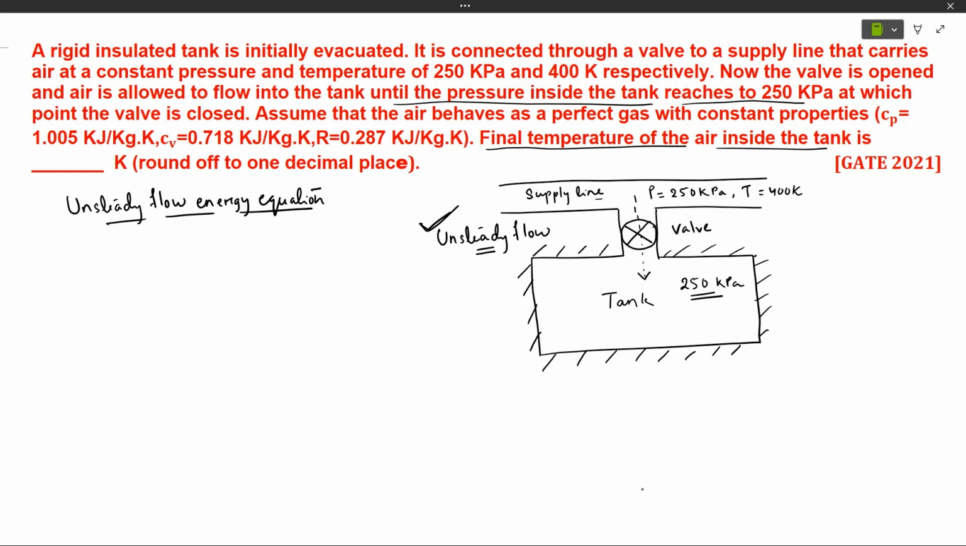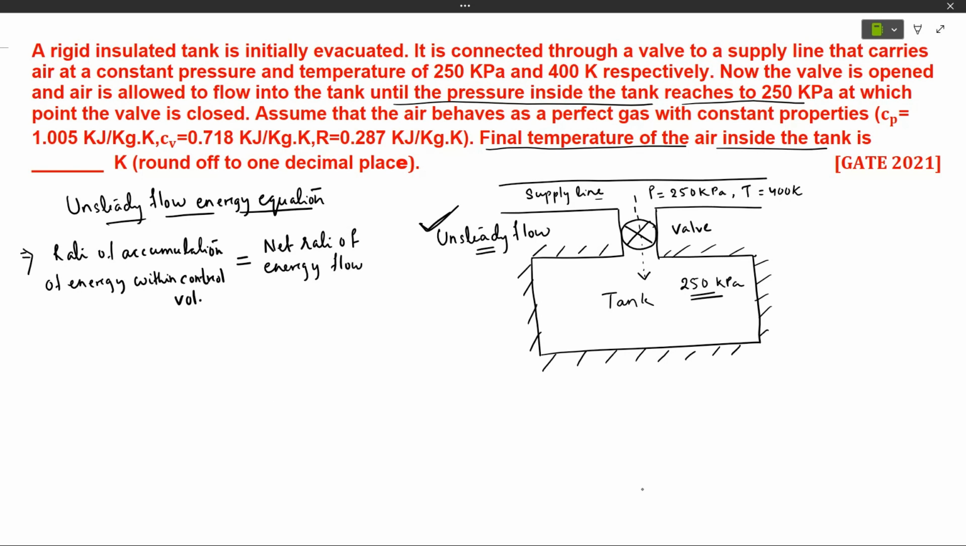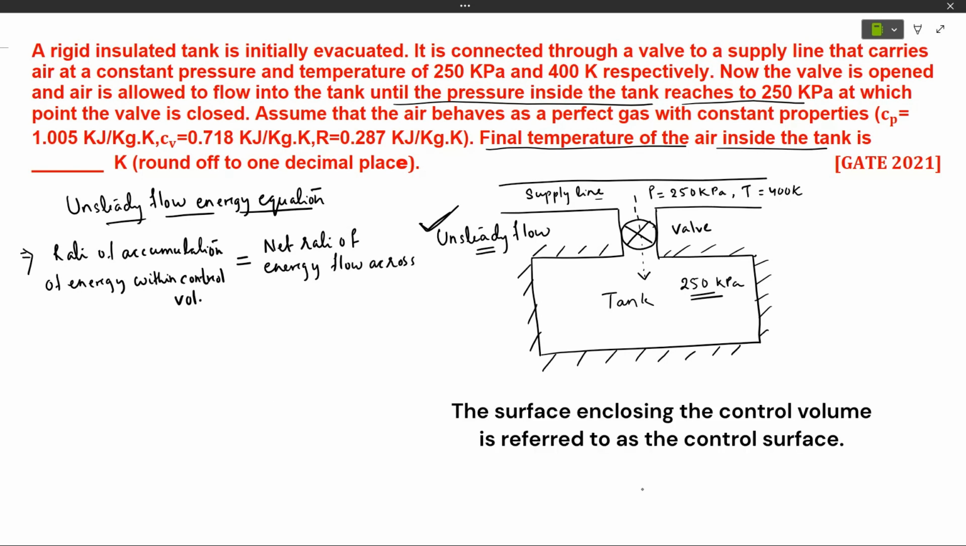According to the unsteady flow energy equation, the rate of accumulation of energy within the control volume must be equal to the net rate of energy flow across the control surface.